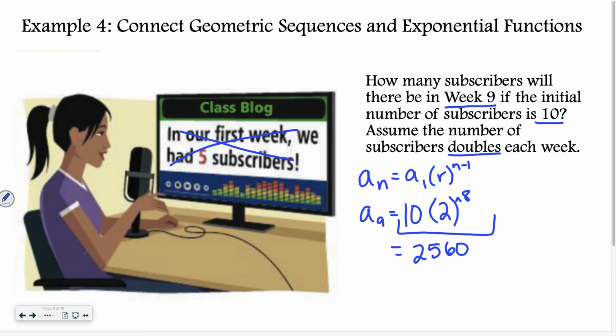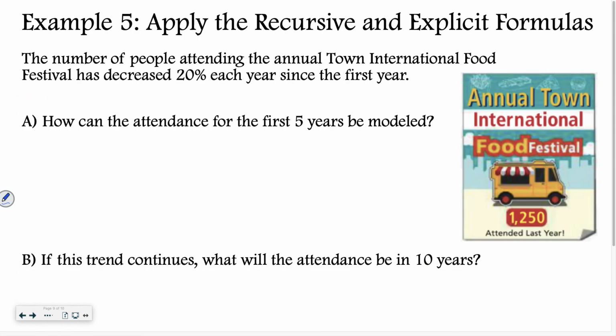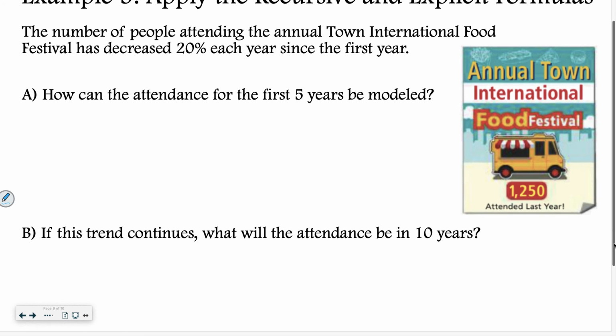Okay. Let's look at our last example for the day. The number of people attending the annual Town International Food Festival has decreased by 20% each year since the first year. How can attendance for the first 5 years be modeled?